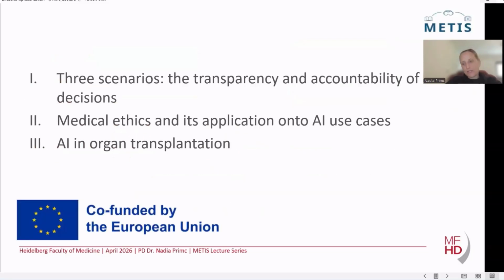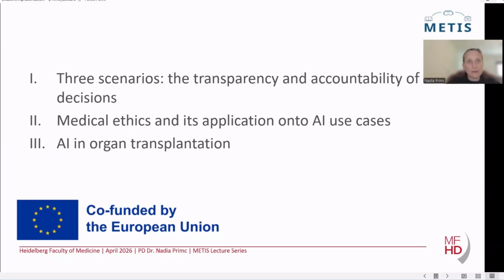The goal of today's lecture is to give you a general picture of the opportunities and ethical challenges that AI and digitalization bring to medicine and healthcare. And in my lectures to follow, I will then go deeper into more specific ethical aspects.